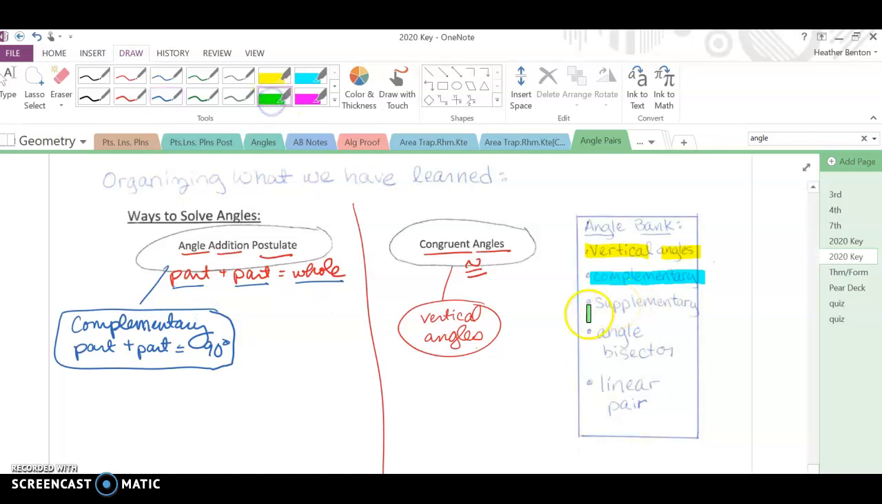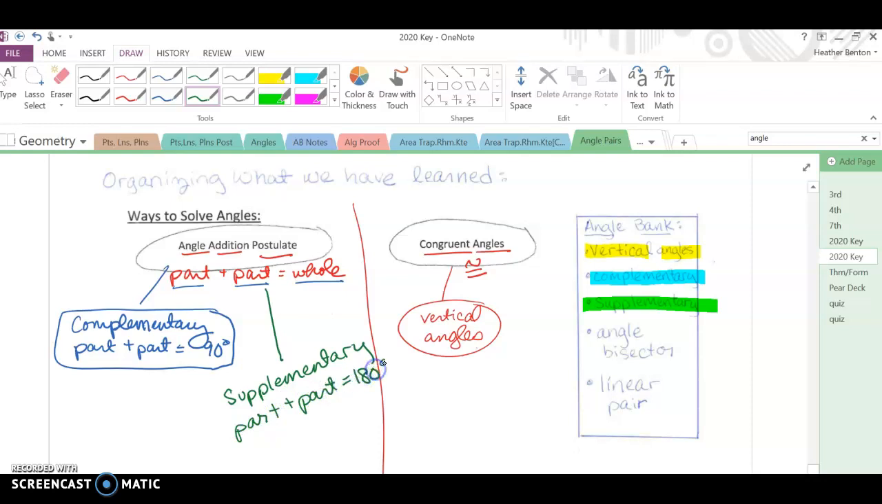Let's look at supplementary. Same idea. This one is part plus part equals whole. The difference is on this one, it's an angle plus another angle that adds up to 180.